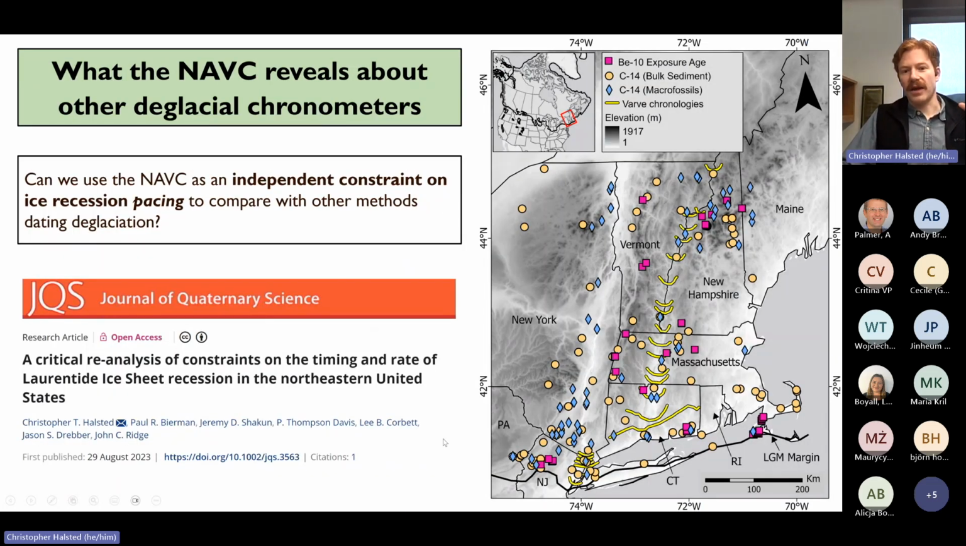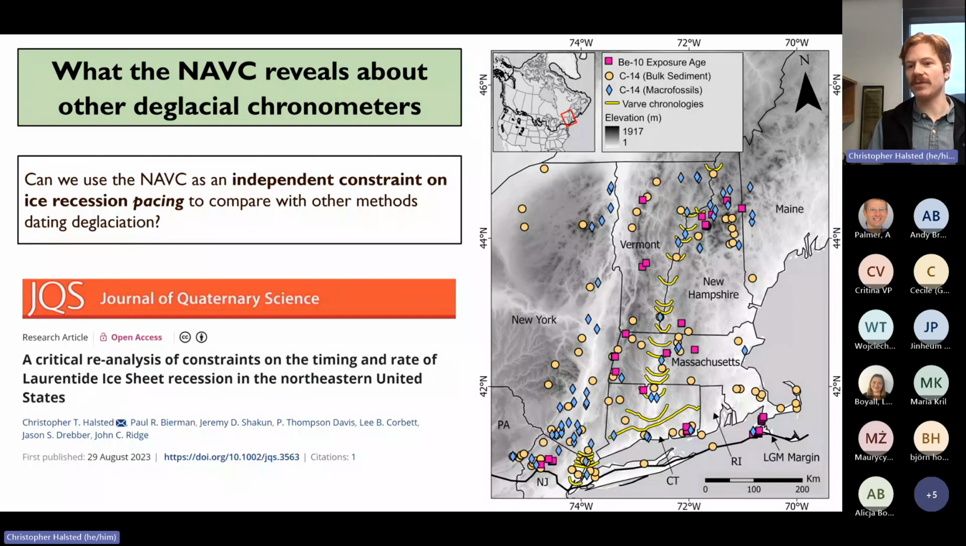So as Adrian mentioned, this was recently published in the Journal of Quaternary Science. Essentially what I did, along with my former doctoral advisor, as well as Jack Ridge from Tufts and other collaborators from Boston College and Bentley, is collect all of the constraints that we have on deglaciation, the timing of it in New England, and try to assess which one is most accurately constraining ice retreat and the timing of it.